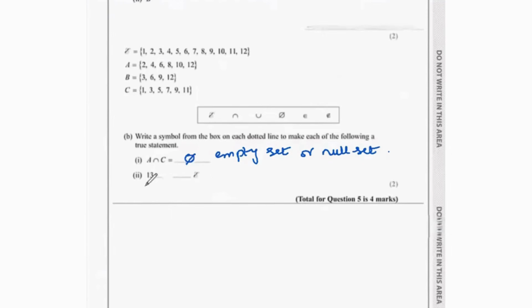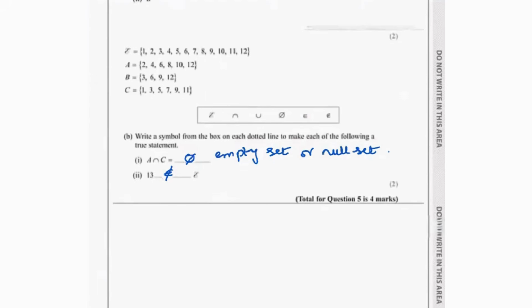Then we have 13 blank, the universal set. As you can see, 13 is not even a part of the universal set, which means we will use this symbol, because this means that 13 is not included in the universal set. If 13 was included, then we would use this one. But since it's not, we'll use the other one, which has a line crossing it.